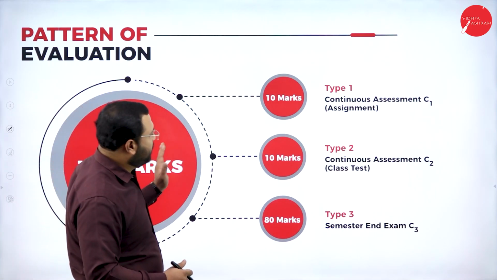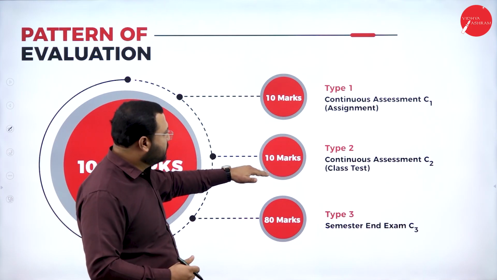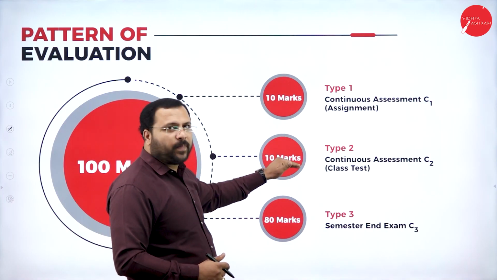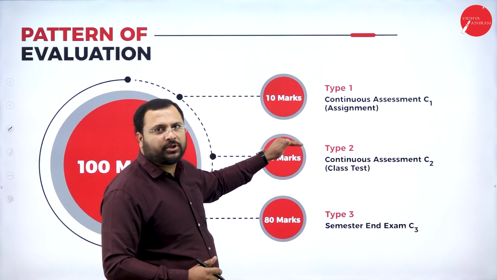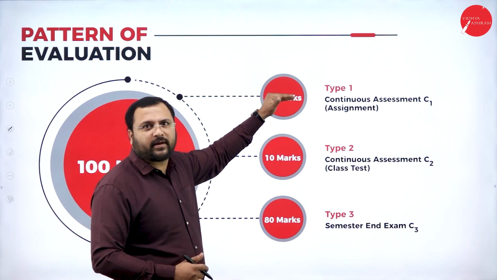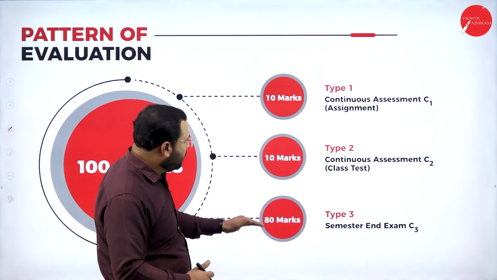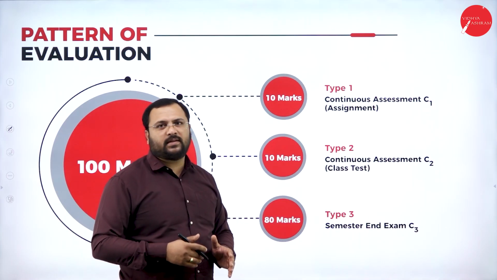And this 100 is divided into 10 marks continuous assessment C1 assignment, 10 marks continuous assessment 2 class tests, assignment or class test. You know how we do it in the college? We conduct the C1 test for 30 marks, then reduce it to 10. Same goes with this along with the assignment. Now 80 marks is the semester end examination, that is C3.